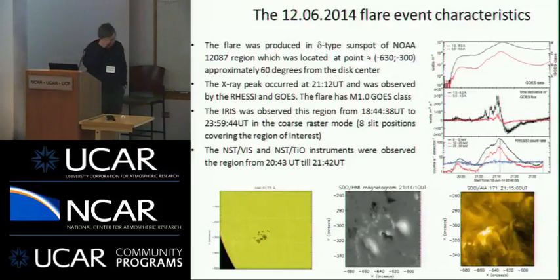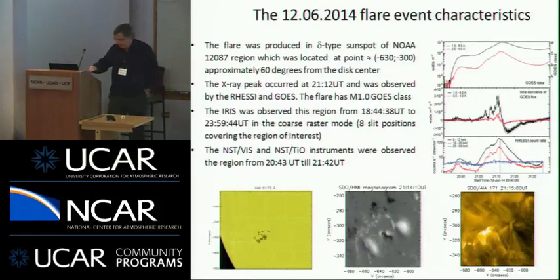So we wondered what we can learn from IRIS data and selected one flare event. It was an M1 class flare. The main reason why we look at this flare is because we also observed it at Big Bear Solar Observatory, and we're still analyzing the Big Bear data. I mostly focus on IRIS data today. The flare happened in a delta type sunspot around the neutral line, so it was a kind of classical flare.